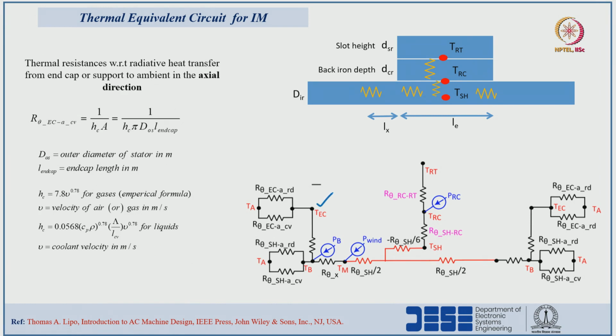Next, from the end cap to, this is the end cap of the machine. So, from end cap to ambient, how the heat is flowing, heat is transferred, that is with respect to radiation and convection. So, for convection based thermal resistance in axial direction is nothing but 1 by Hc into A, same equation. Here d naught S is nothing but the outer diameter of the stator, into the length of the end cap in mm. So, this we have to consider length of the end cap, and the other direction length will be pi into d naught S.